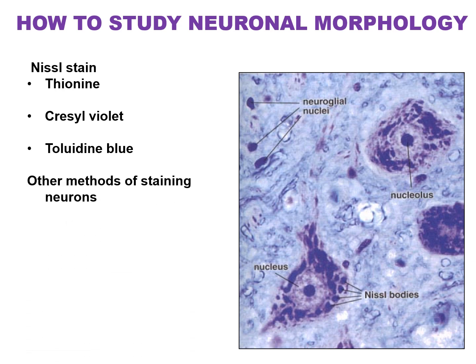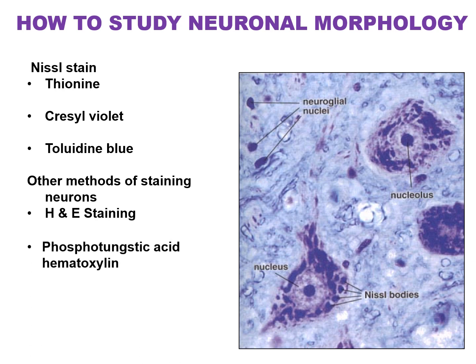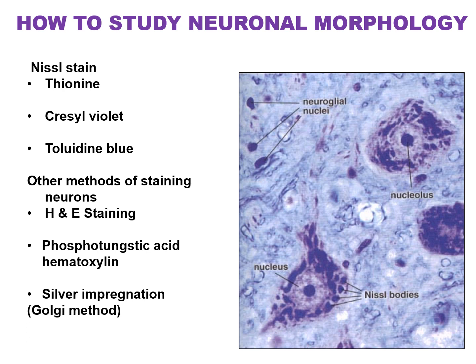What are the other methods of staining the neurons? There are H&E staining, phosphotungstic acid hematoxylin staining, silver impregnation. The silver staining is done to see the dendrites and the axons. Golgi method. And osmium tetroxide staining, it stains the myelin.